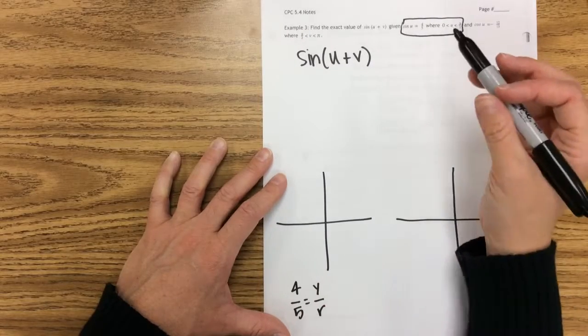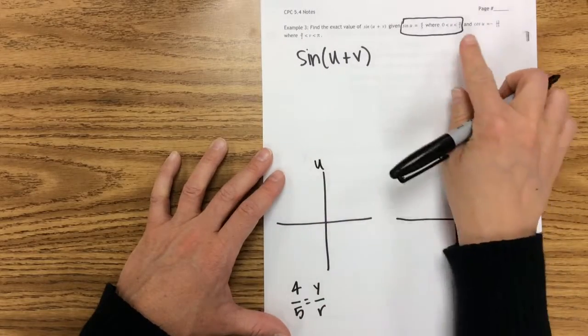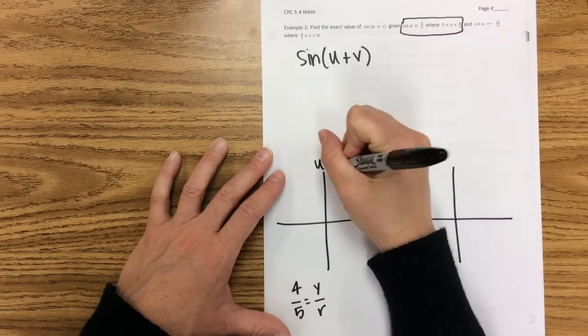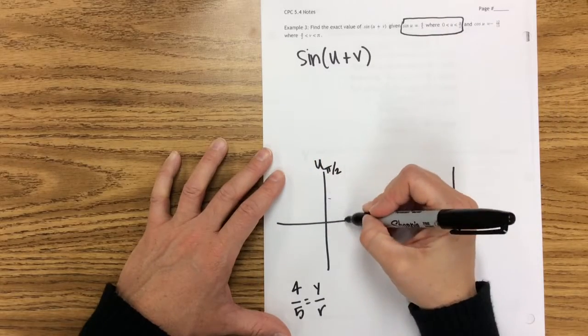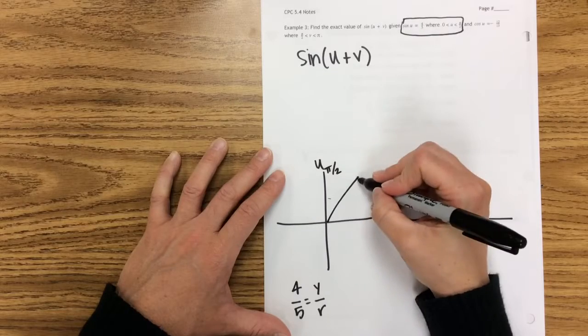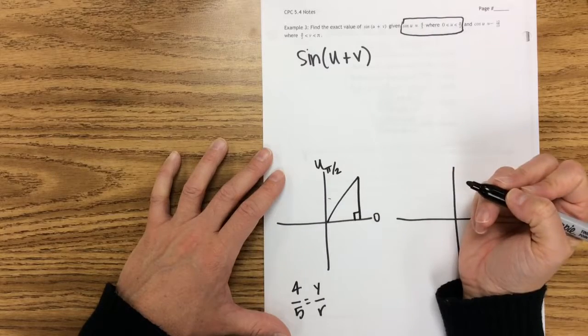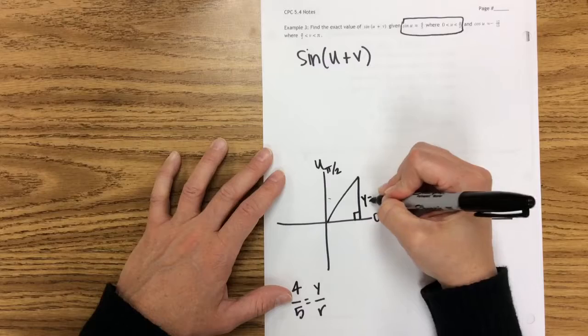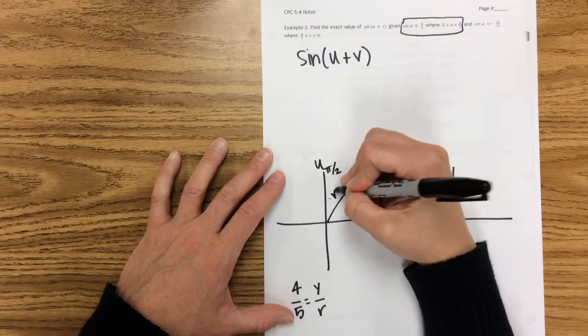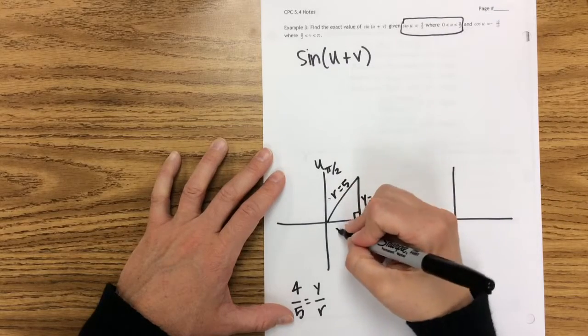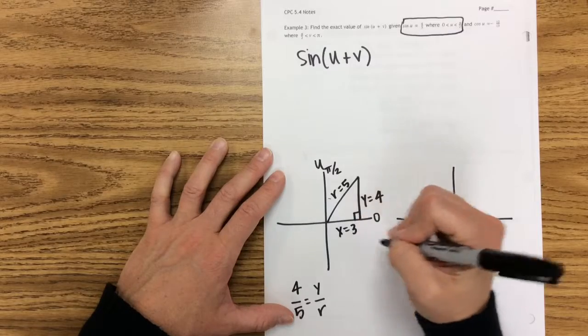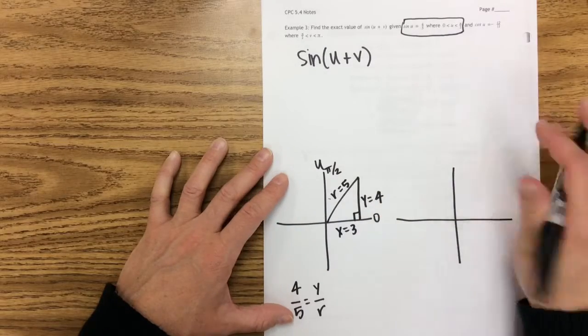They also tell us that u is between 0 and pi over 2. That means the angle has to be in the first quadrant. So I draw my triangle in the first quadrant. I label my y as 4, my r is 5. It's a 3, 4, 5 triangle. Use the Pythagorean theorem if you have to, and x is 3.